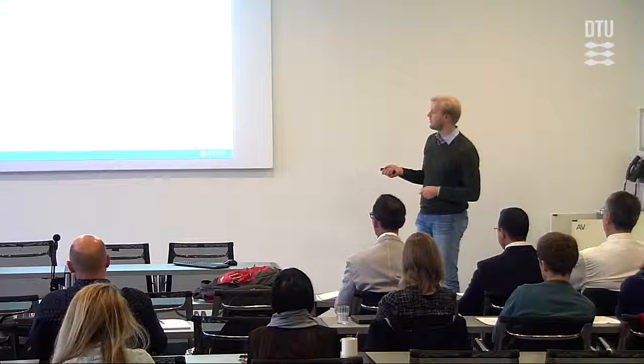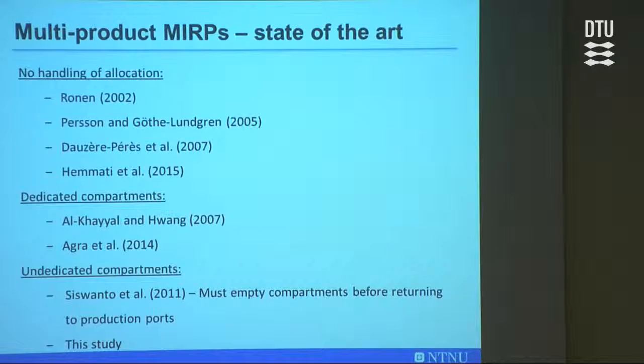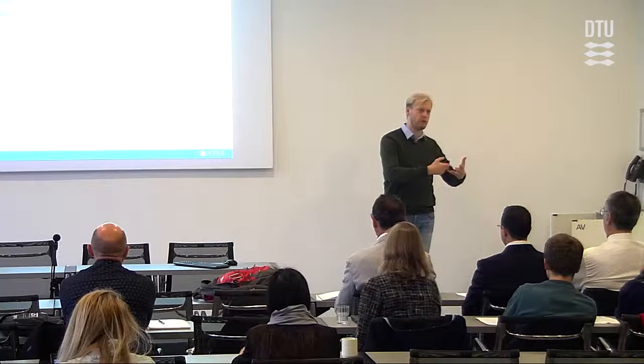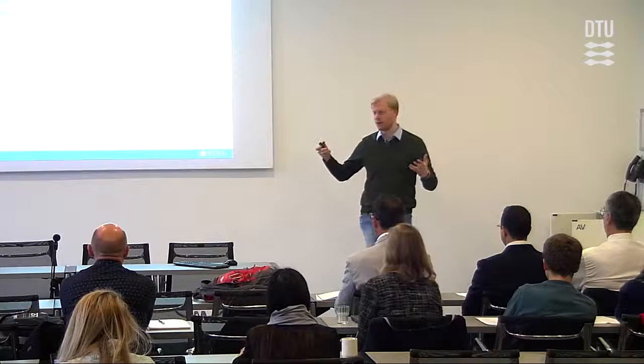And then the last thing is to have undedicated compartments. When you can switch product in a compartment, there can only be one product at a time, but you can have different products after one another. And then we have only found one paper so far that has worked on this, Sisvanto et al. They have a structure where they have a loading region where they load different products, and then they go to an unloading region where they unload all the products and then basically go empty back.